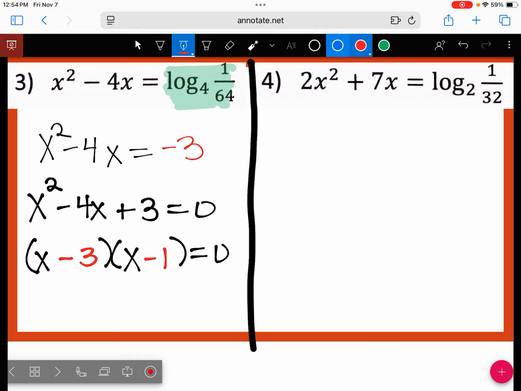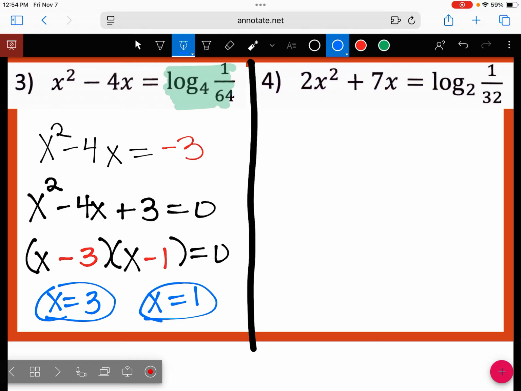Go ahead and set both of those equal to 0. My first answer would be +3, and my second answer is +1.